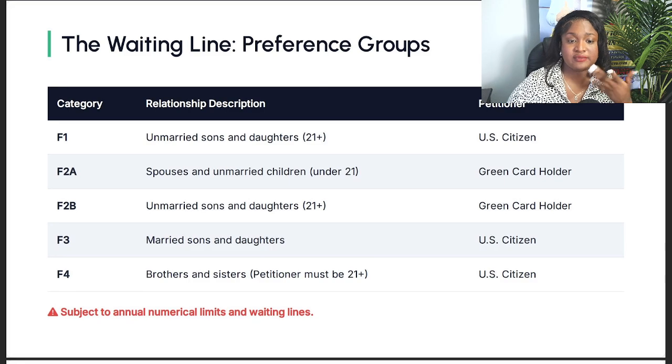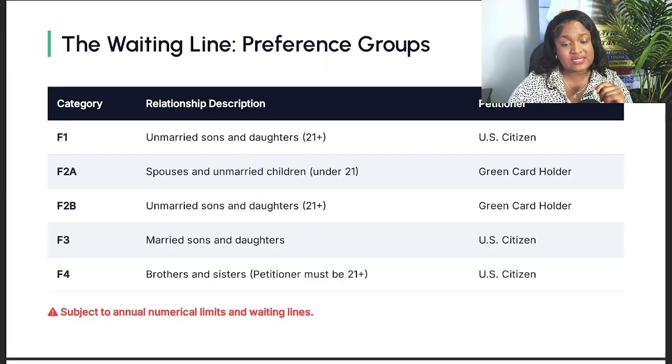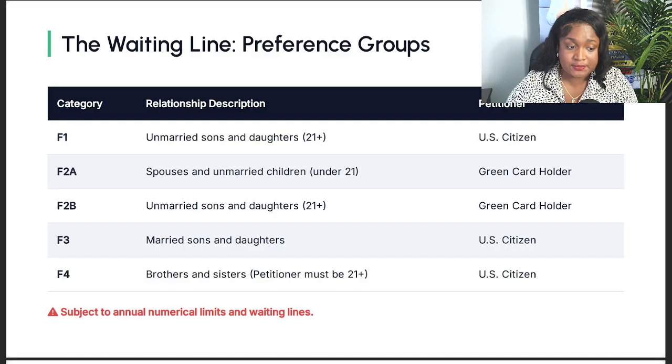Now let's go over family preference. Family preference is subdivided into multiple categories. So we have F1, F2A, F2B, F3, and F4. F1, the people under this category, are unmarried sons and daughters of US citizens. If you are an unmarried son or daughter of a US citizen and you are over 21, you are part of the first category, which is F1. You will need to wait in line. The F2A category is spouses and unmarried children under 21.